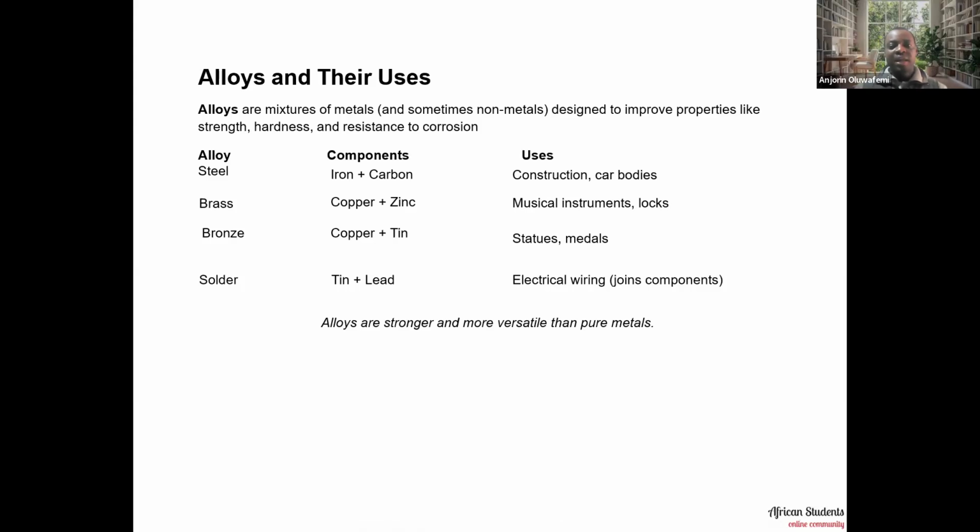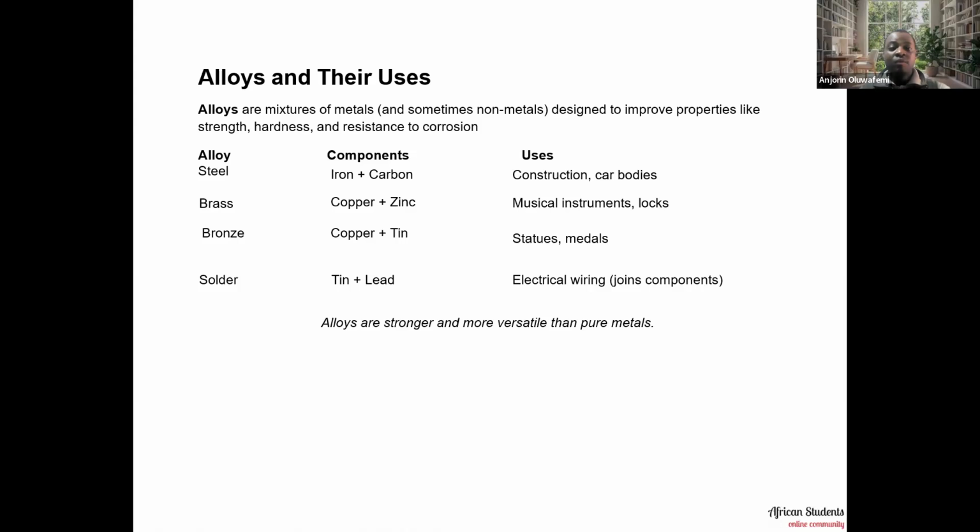So when you have an alloy like steel, and steel is made up of iron and copper, steel is used in construction, in car bodies, even in the bodies of our planes, and ships, and so on and so forth. So steel is an alloy of carbon and iron.